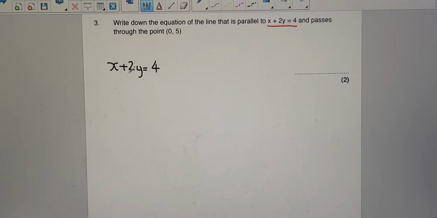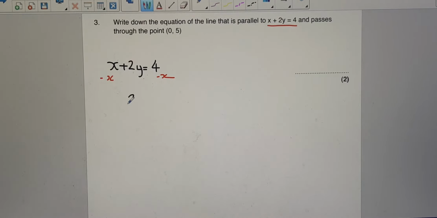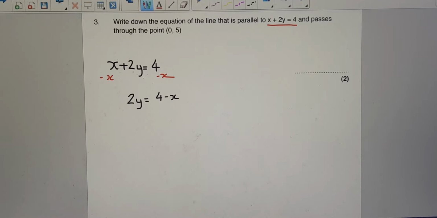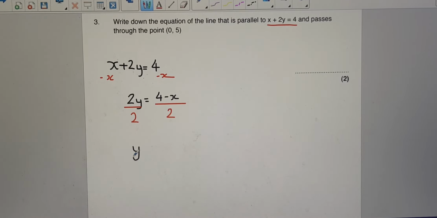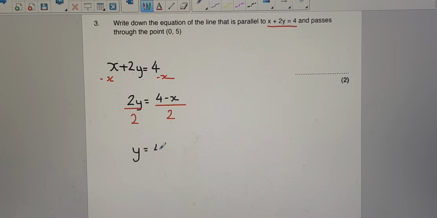on the other side. First thing that's bothering me is this x. Subtract that on both sides. That's going to leave me with, cancel, so just leaves me with 2y equals 4 minus x. This is still 2y and I just want y on its own, remember, so I'm going to divide through by 2 on both sides. That's just going to leave me with y, and I'll write it like this first, then I'll rearrange it.